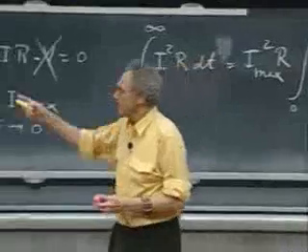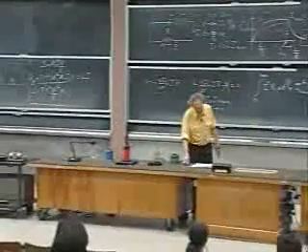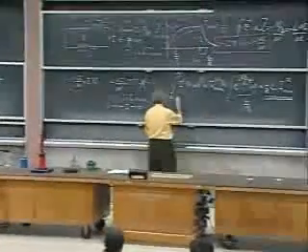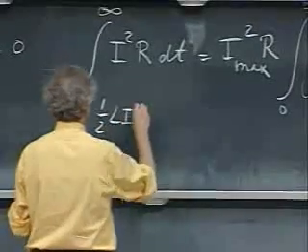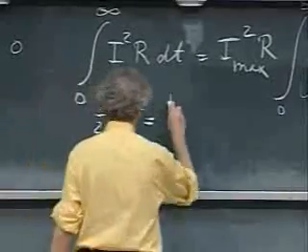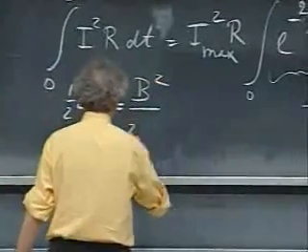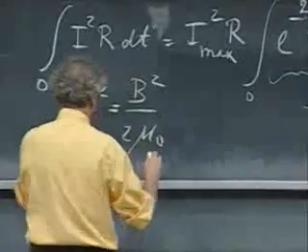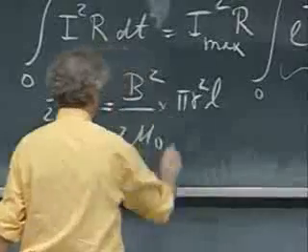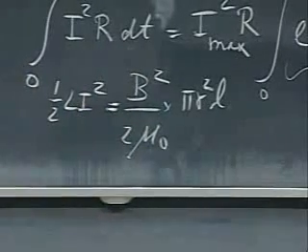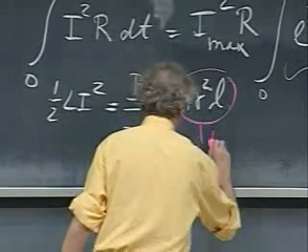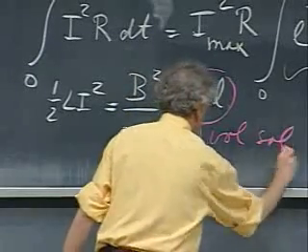And so when you do that, if you substitute capital L and capital I, you will find that 1/2 Li squared then becomes B squared over 2 mu 0 times pi little r squared times L. You check that at home. It's simply a substitution. But this is the volume of the solenoid where the magnetic field exists.